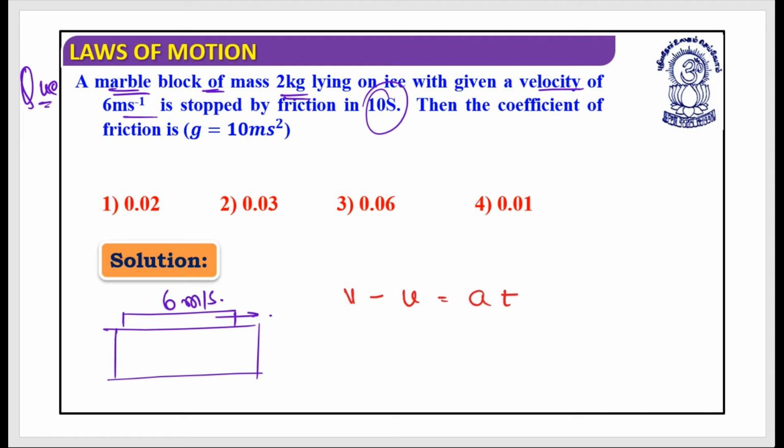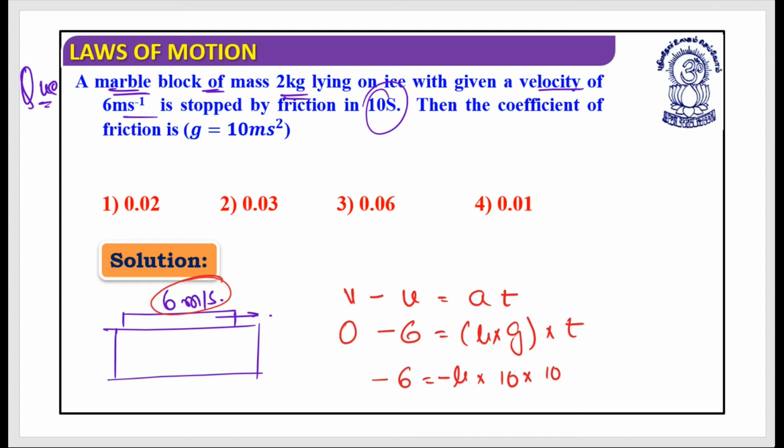It's v minus u is equals to at. So the final velocity is going to be 0, initial velocity is equals to 6. a could be written as mu into g into time t. So 0 minus 6 is equals to minus of mu, that is what I'm working for, into g, which is 10, into time, which is 10 seconds. If I solve this, minus minus plus, so mu is equals to 6 by 100. This is equals to 0.06. This is mu. I hope this is clear.